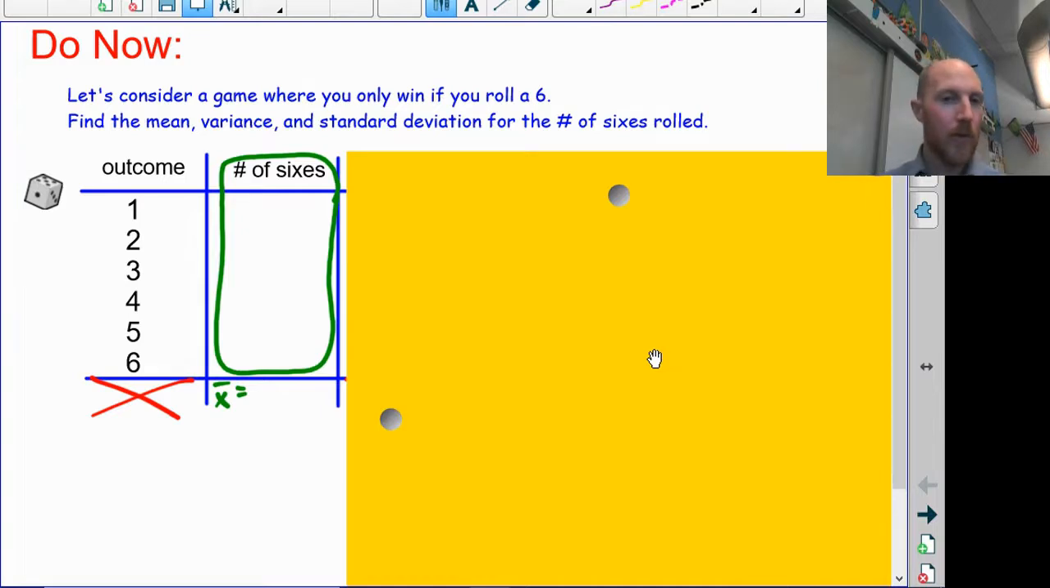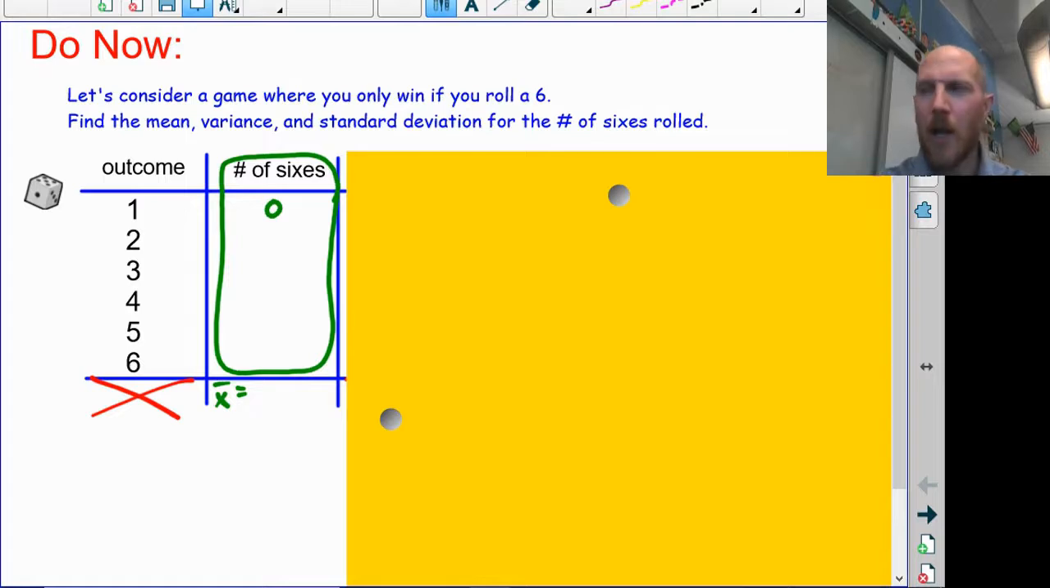Before I launch into the part of the do now you do on your own, we're gonna do a little bit of it together. So for each of the different outcomes, we're gonna answer this question. How many 6s did you get? That's kind of a weird question. I know you only roll the die one time, but if you rolled a 1, how many 6s did you get? Well, 0. You rolled a 1.